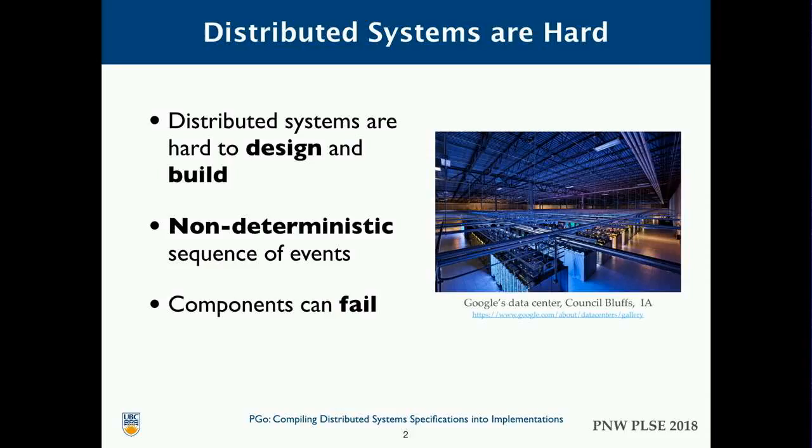So to start off with some motivation, distributed systems are pretty hard to both design and build. One of the reasons for that is that you have an inherently non-deterministic sequence of events. One execution of your system has a certain ordering of your events, and then the next might have a different one, which is dependent on the state of your network and the nodes of your system. So it's dependent on a host of factors, and components can fail at any moment.